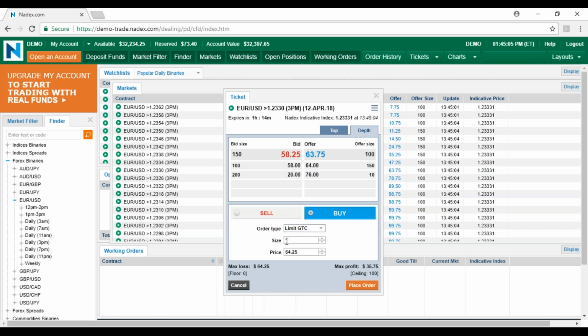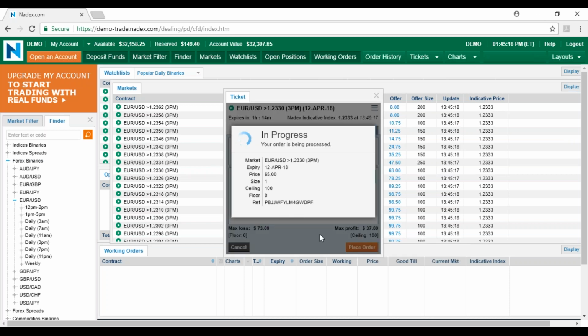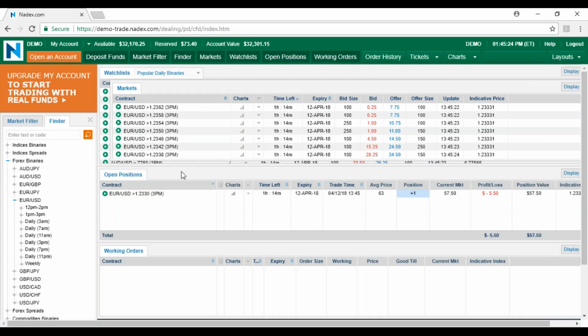So if I want to buy this, see, it says max loss 64.25 because that's about what the market was at here. And my max profit would be about 34 bucks, the difference of 100, right? So I want to place the order. And okay, so I bought this contract, right? I placed the order. It's in my open positions right here. See that contract there, Byron? And so I bought it, and the average price, meaning the price I had paid for it, was $63. And I bought it. See, it says +1. Okay, that means I bought it.